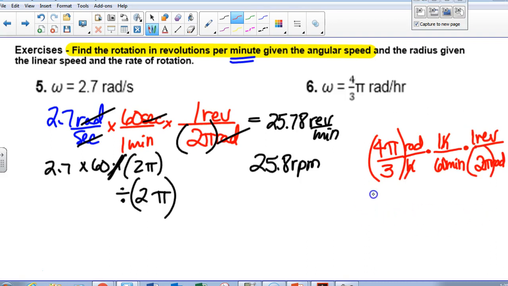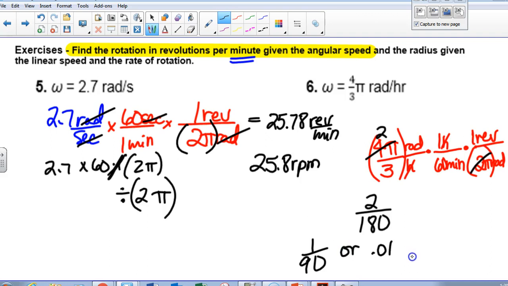All right. This would be easier to do some of this ahead of time. 2 pi on top, on the bottom, 4 pi on the top. What could we do? Yeah, this is just going to be 2. So what's left is we have 2 times 1 times 1 on the top and 3 times 60 or 180 in the bottom, which is 1/90th or 0.01 repeating, disgusting, revolutions per minute.